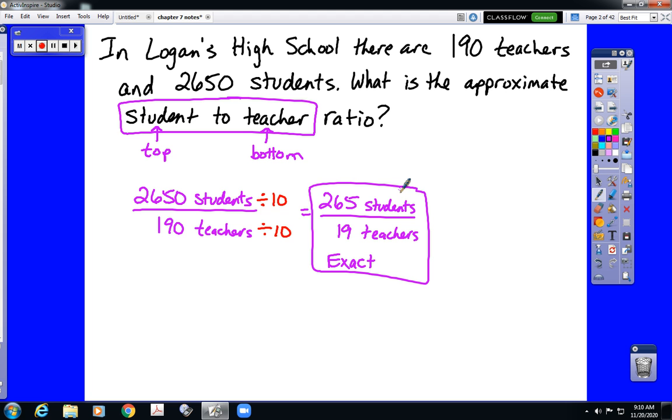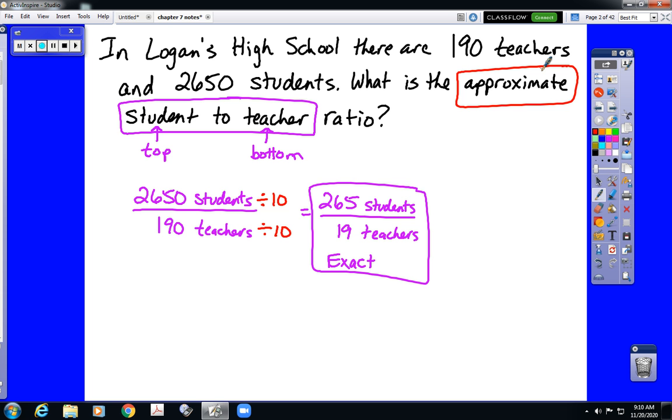But this problem does not ask for the exact student-to-teacher ratio. It asks for approximate. Now, what this means is, and this is pretty standard, if you're talking student-to-teacher ratio at your school, you are not going to provide a ratio of 265 to 19. What people want to know when they ask what is the student-to-teacher ratio is they want to know how many students are assigned to each teacher. And that number is usually approximated.